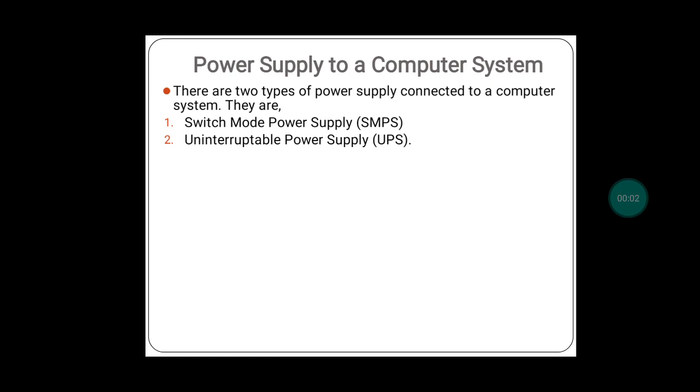Okay students, welcome back to the last class of the first chapter, that is, typical configuration of a computer system. Till now we saw what a computer is, some terminology related to the computer, the motherboard, types of motherboard, its characteristics, its components in detail, and we saw memory also. Now the last part is power supply to a computer system.